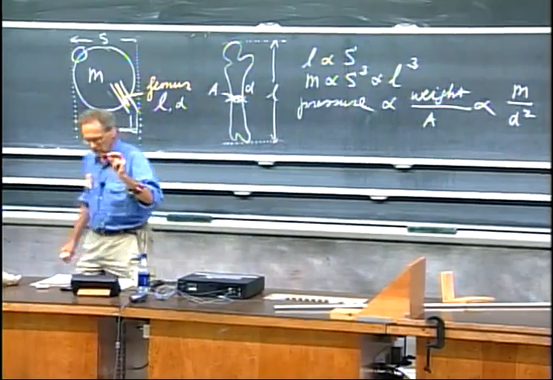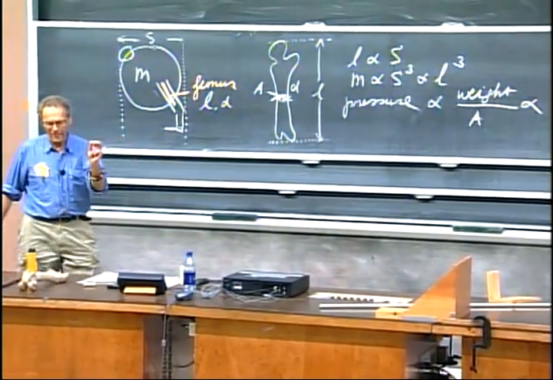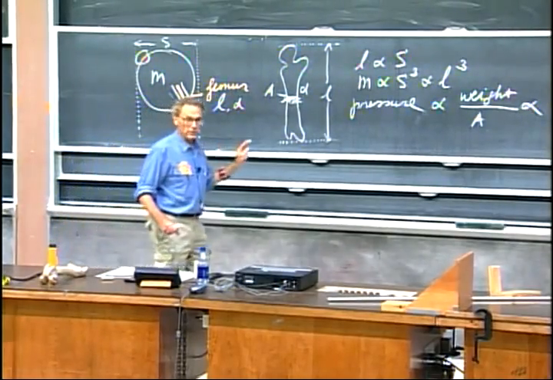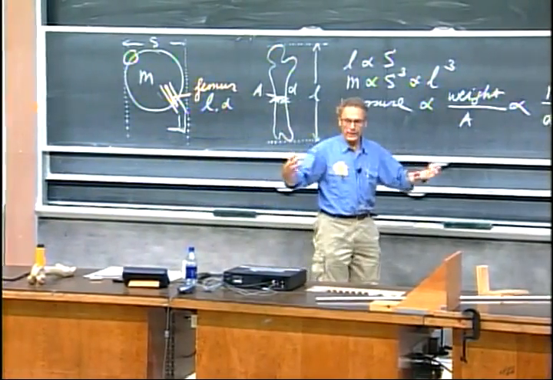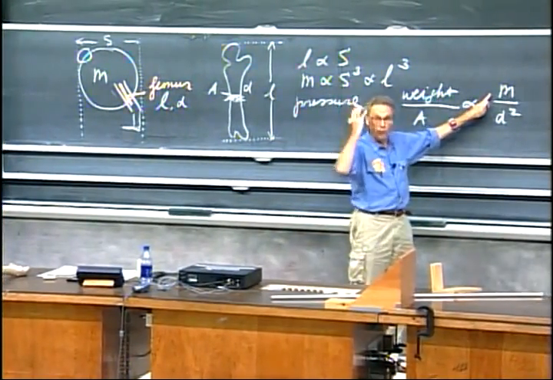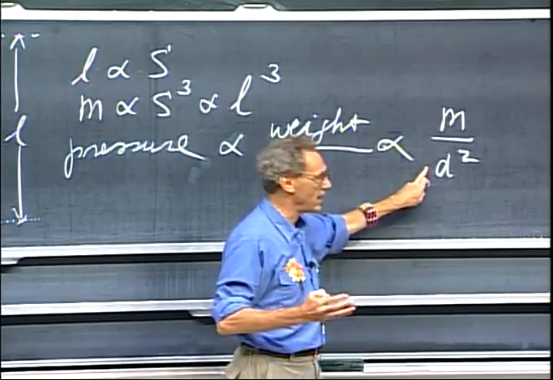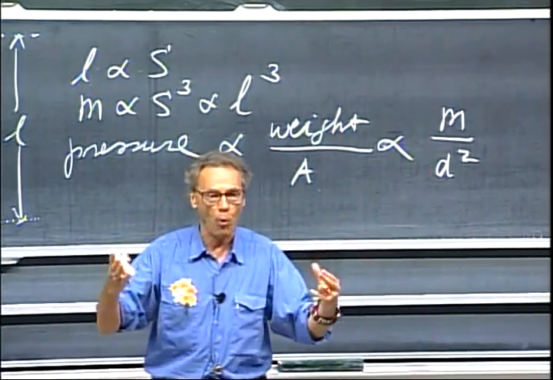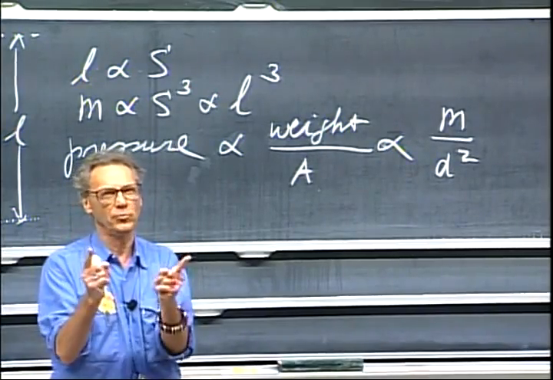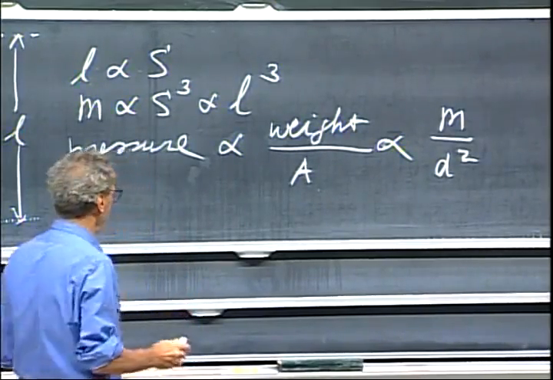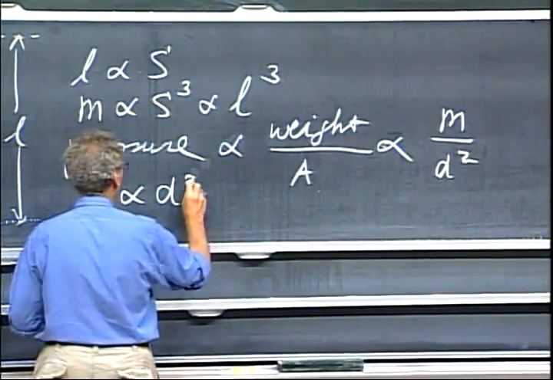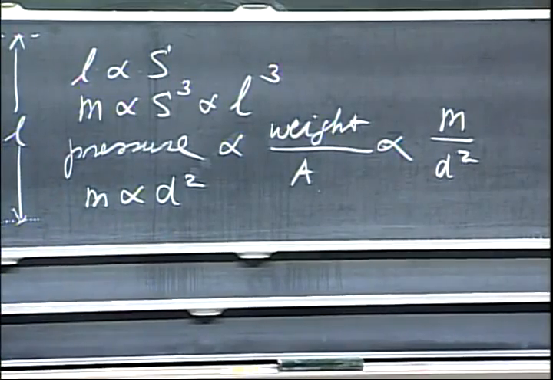If the pressure is higher than a certain level, the bones will break. Therefore, for an animal not to break its bones, when the mass goes up by a certain factor, say a factor of 4, in order for the bones not to break, d squared must also go up by a factor of 4. That's a key argument in the scaling here. You really have to think that through carefully. Therefore, I would argue that the mass must be proportional to d squared. This is the breaking argument.